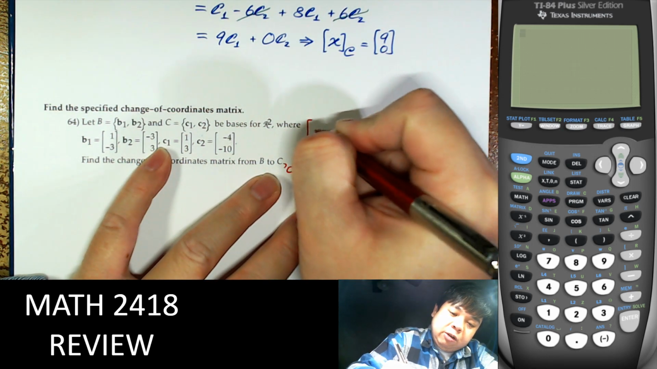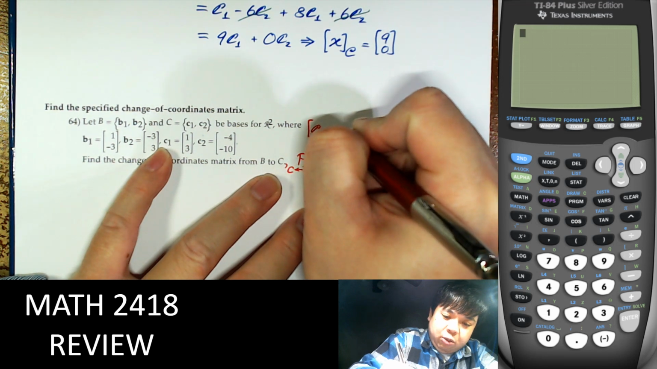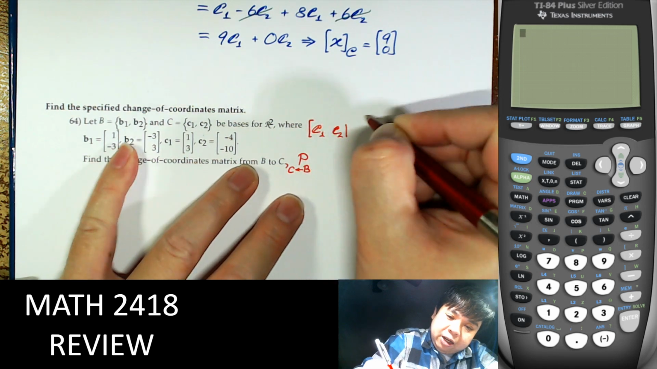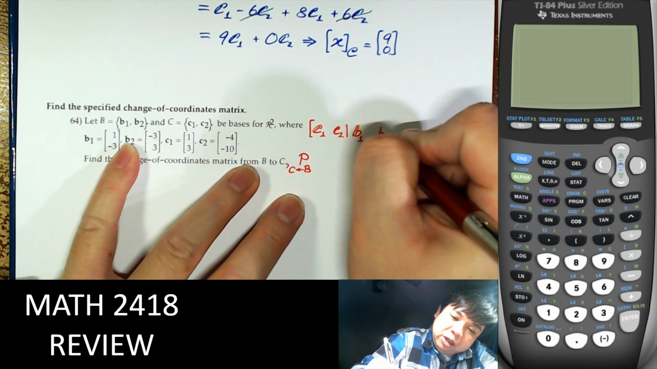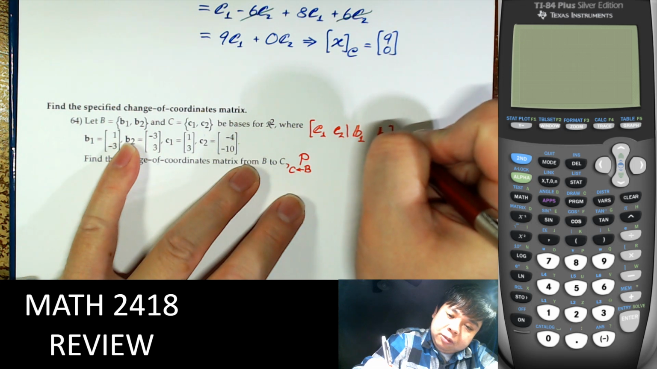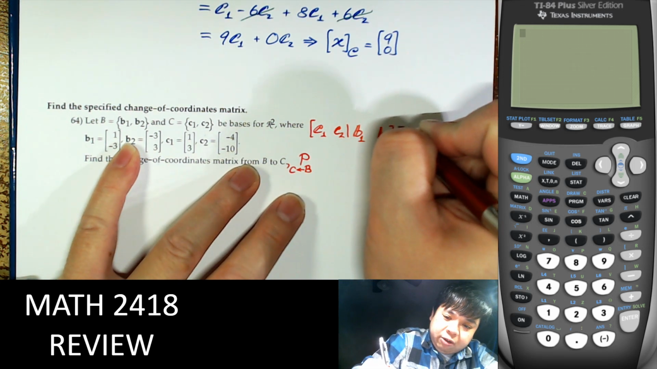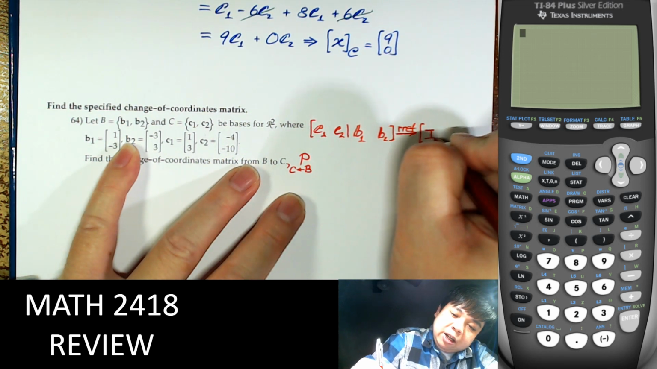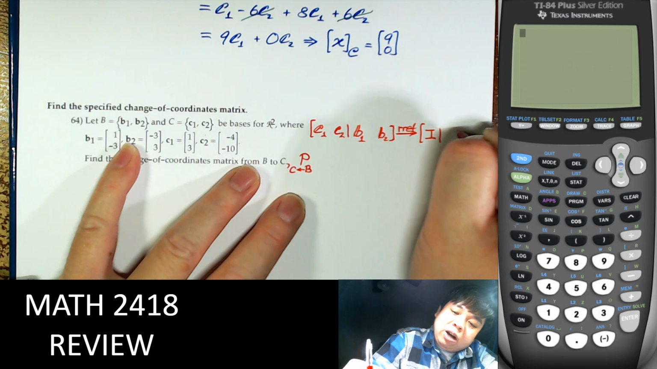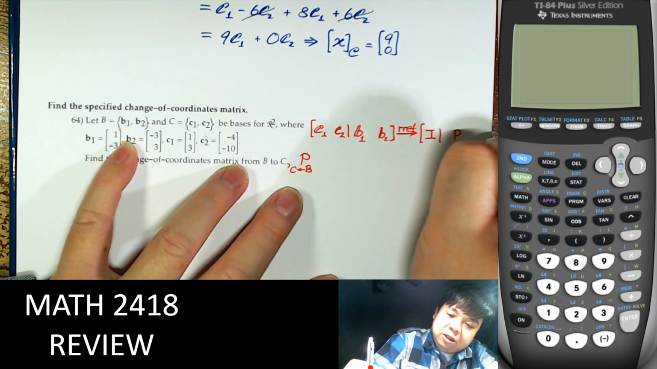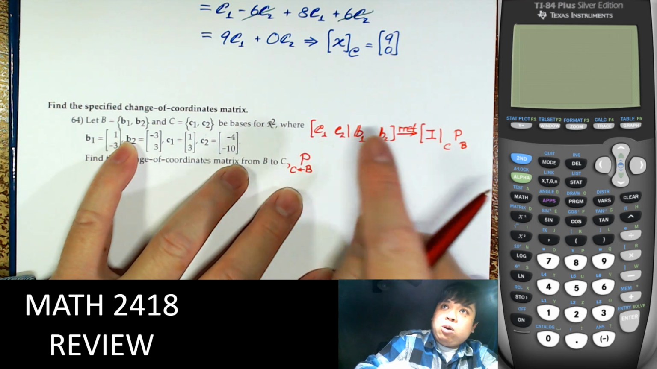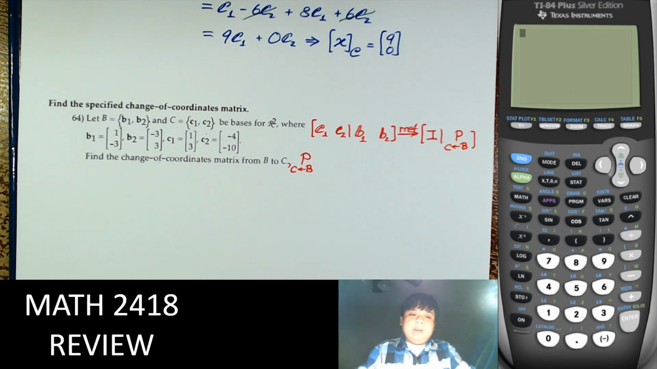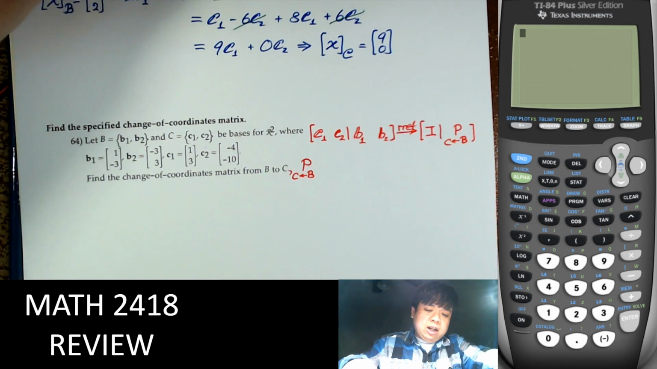So first we're going to stack the vector C1. There's only two vectors here. And then we stack B1 and then B2. And then we do the reduced row echelon form. It will give us the identity matrix on the left, and on the right we have that matrix. Notice C and B in that order, but the arrow going backward from B to C. Right, so that's what we have. So we're just going to do that pretty much.